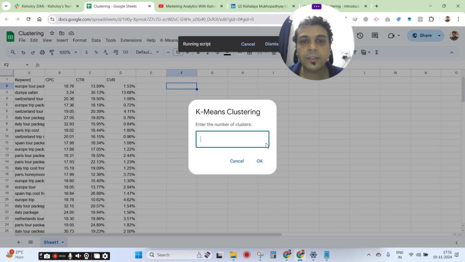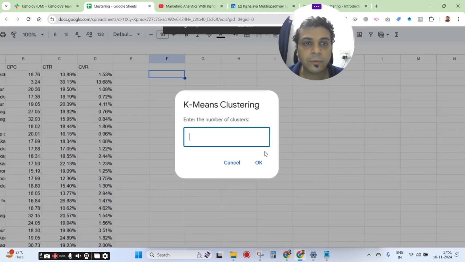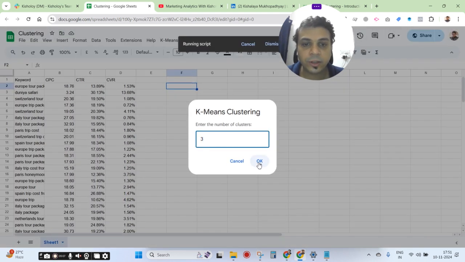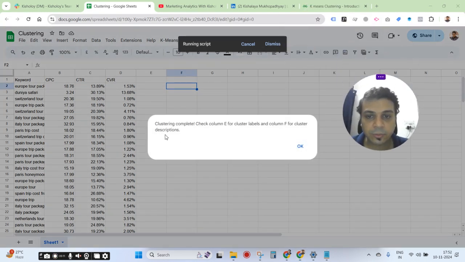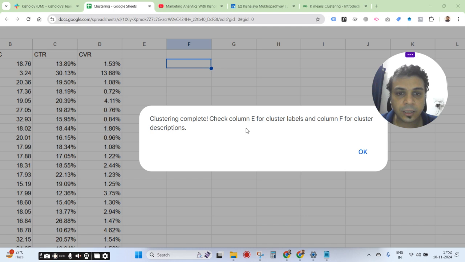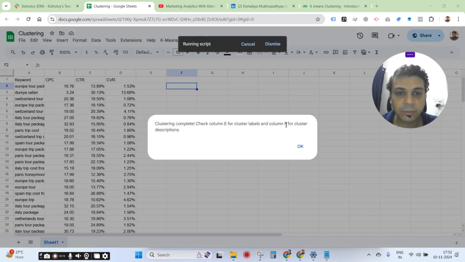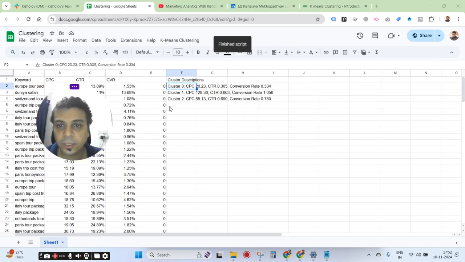So when I click on that, it is going to prompt you to give the number of clusters that you want this data set to be divided into. I have provided 3, and now it's going to say that, okay, clustering has been completed, and you can see that column E has the cluster labels for each of the keywords, and column F has the cluster definitions or descriptions. So there you go.